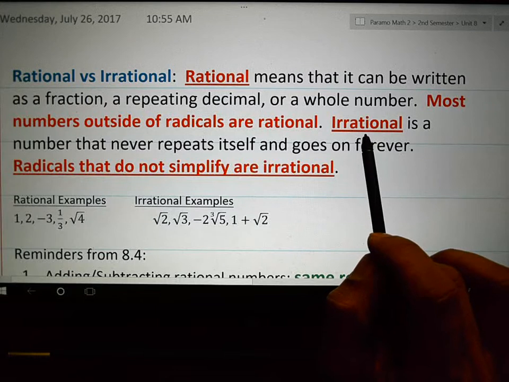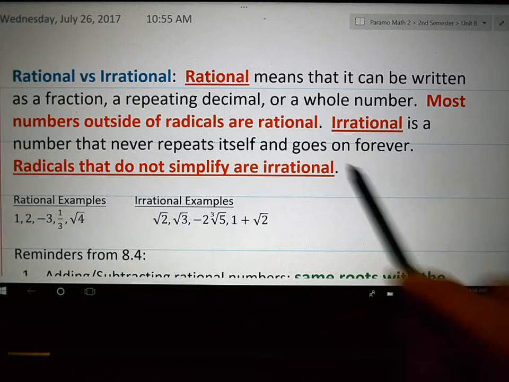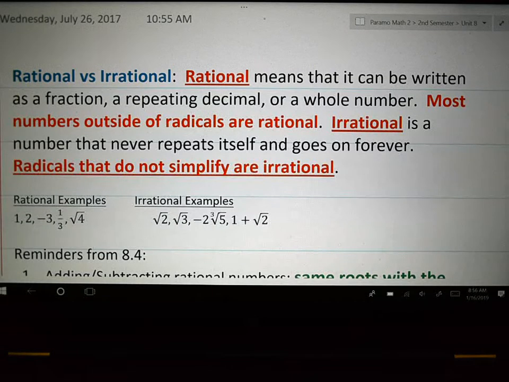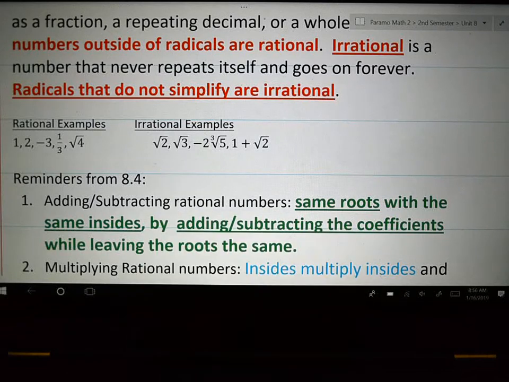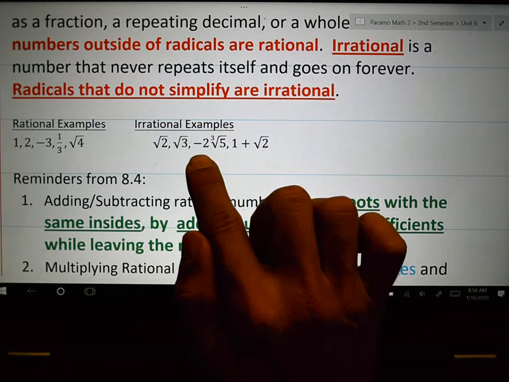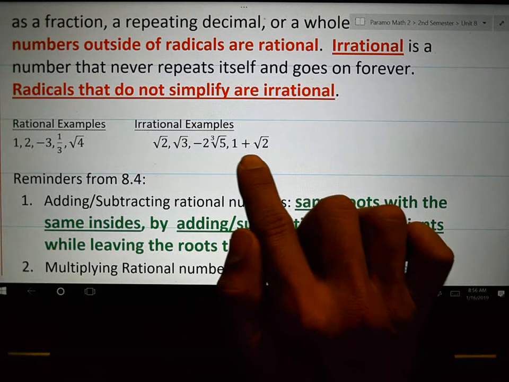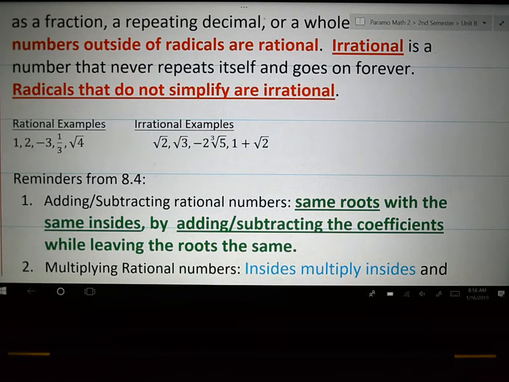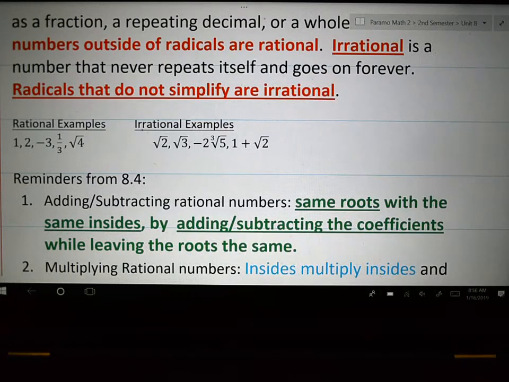Irrational numbers are numbers that never repeat themselves and they go on forever. For example, the square root of 2 is irrational. The square root of 3 is irrational. -2 times the third root of 5 is irrational. 1 plus the square root of 2 is irrational. Anything inside a radical that doesn't simplify to a whole number is going to be considered irrational. And that's our major idea here.